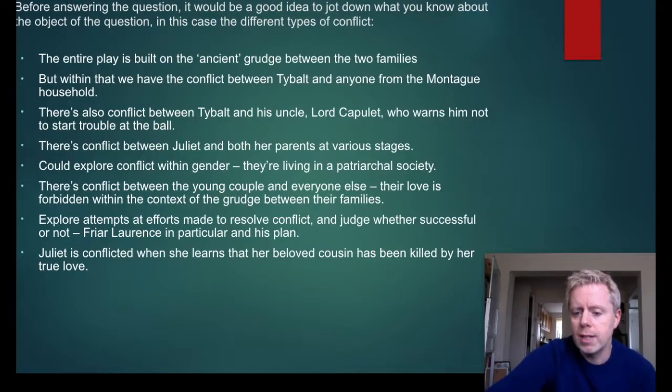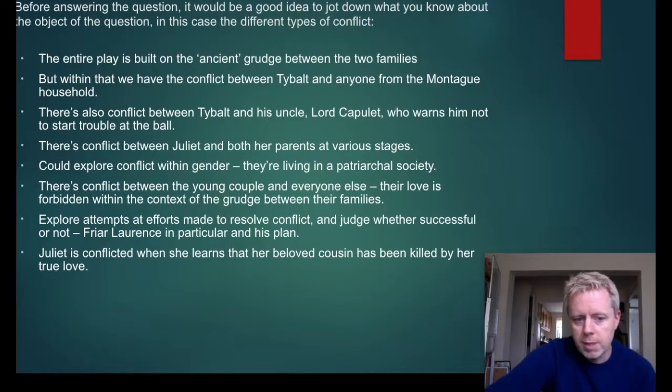They're living in a patriarchal society. That's a male-dominated society. Women don't really have a voice, so we know that Juliet's mother was roughly her age when she gave birth to Juliet, and so the pattern's just repeating itself. There's conflict between the young couple and everyone else. Their love is forbidden within the context of the ancient grudge, the feud between the two families, and they seem to be at odds with everybody.